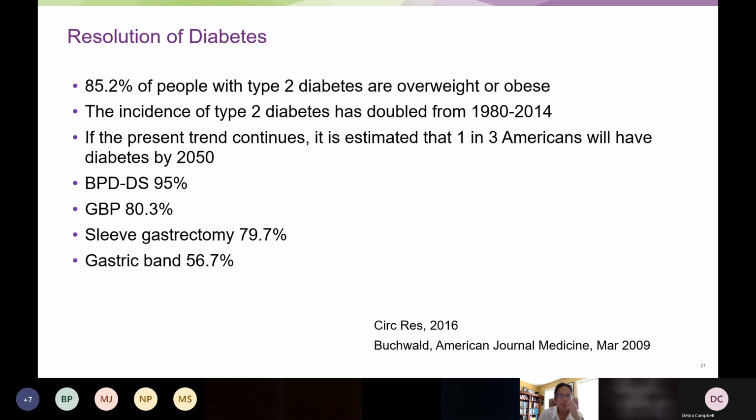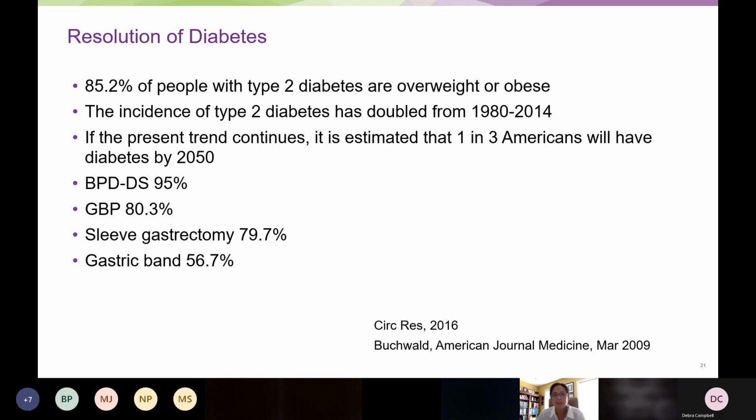So let's talk about resolution of medical problems as people lose weight. When we look at type 2 diabetes, about 85% of people that are type 2 diabetics are overweight or obese. So we know that if we get rid of the problem of obesity, we could help resolve diabetes. The incidence of type 2 diabetes basically has doubled from 1980 to 2014, and that's actually when obesity really started skyrocketing. If this trend continues, it's estimated that 1 in 3 Americans will have diabetes by 2050.